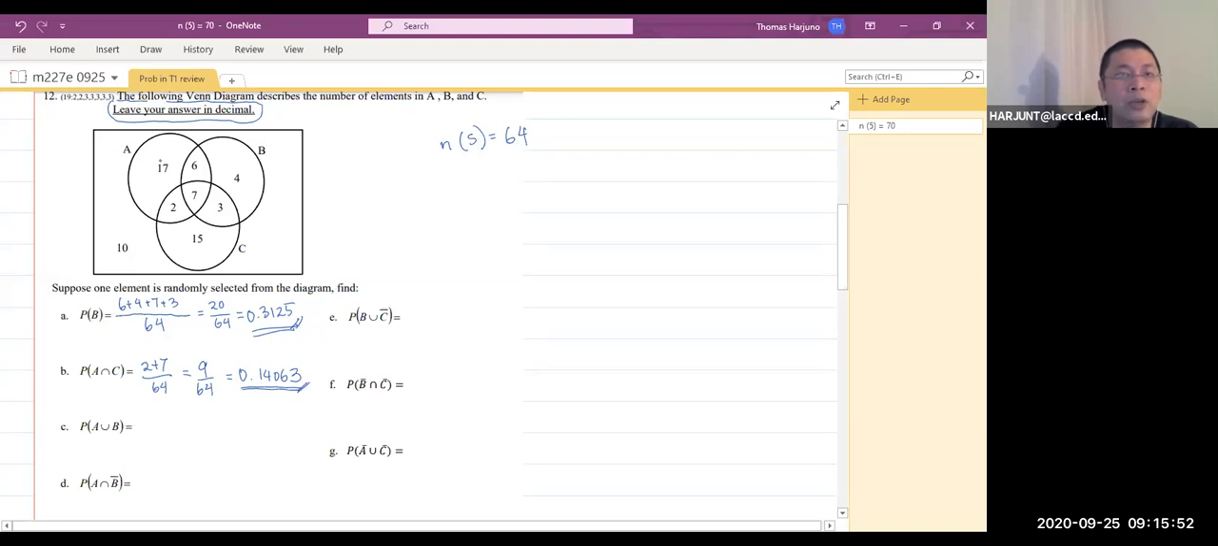A union B. A union B, either in A or in B. So it refers to those 6 numbers there to add, right? That would be 17 plus 6 plus 7 plus 2 plus 4 plus 3. What is that? 39 over 64, which is 0.60938.